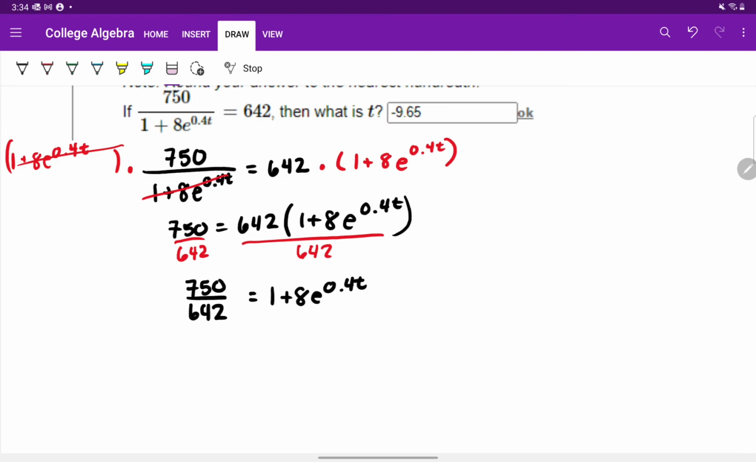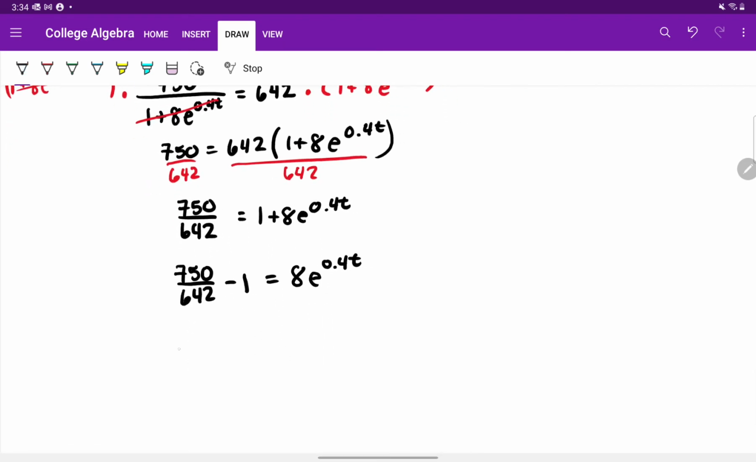So first things first, let's subtract 1 from both sides. That'll give us 750 over 642 minus 1 equals 8e to the 0.4t, and then we can divide both sides by 8. So this is going to look particularly ugly because we've got fractions inside of fractions, but thanks to our awesome calculators, we don't have to worry about it too much.